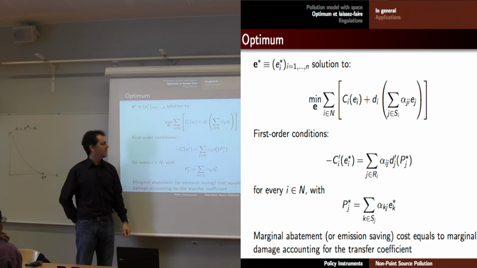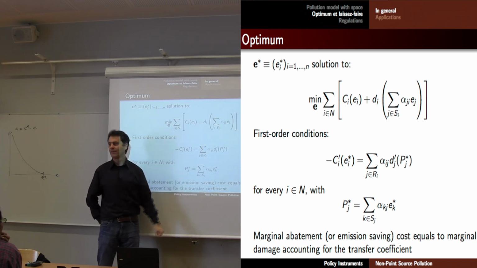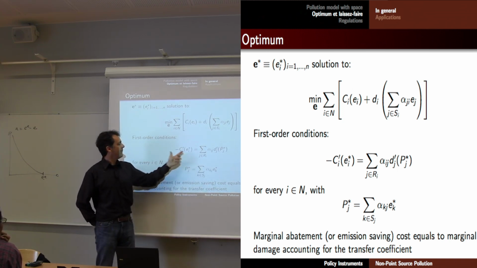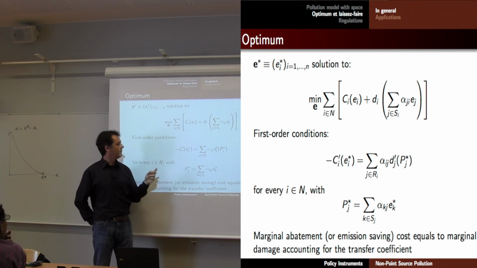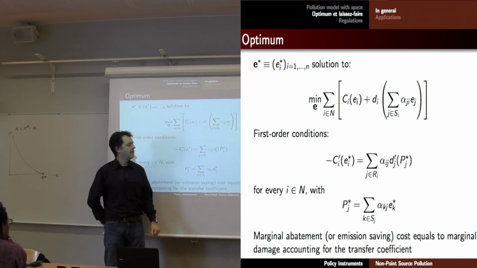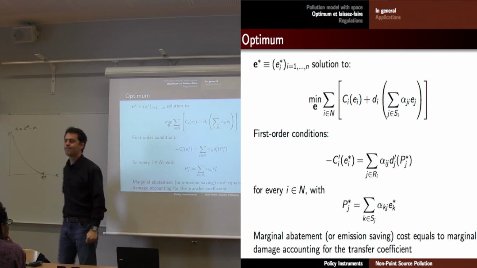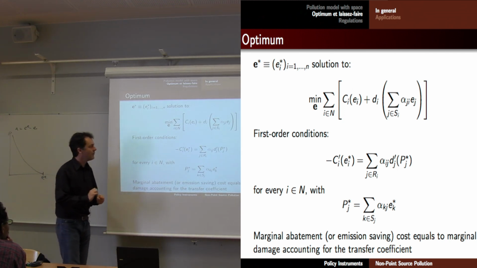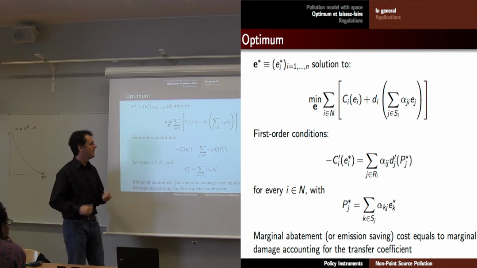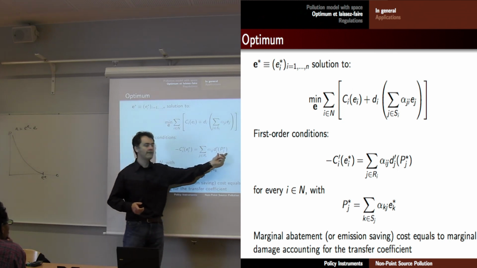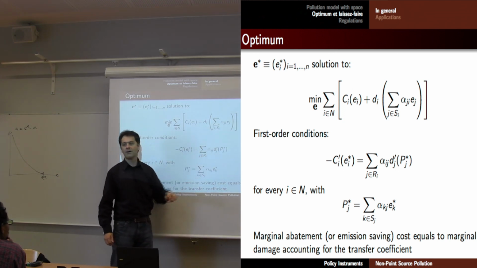So what's the difference here compared to the laissez-faire? This is this term. So you equalize the marginal abatement cost of each polluter to the sum of the marginal damage of each victim of this pollution times the transfer coefficient. So the idea is that every time you reduce emission by 1 unit, you increase the benefit of all the victims. That is, you reduce the marginal damage for all victims by alpha ij units.